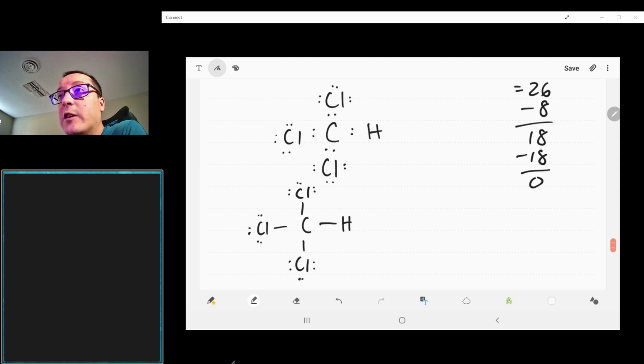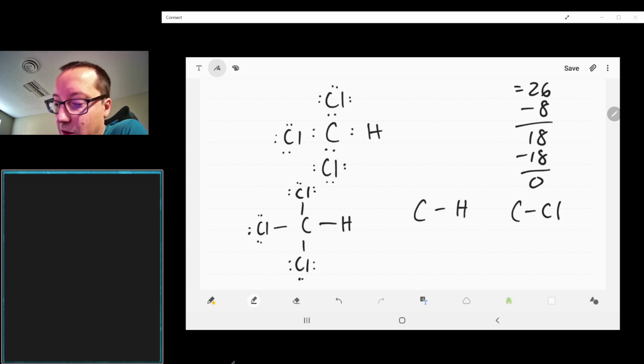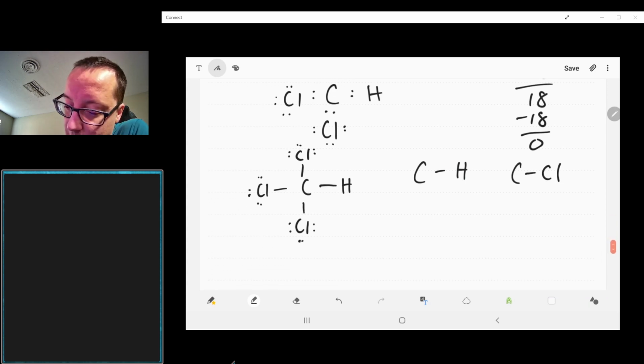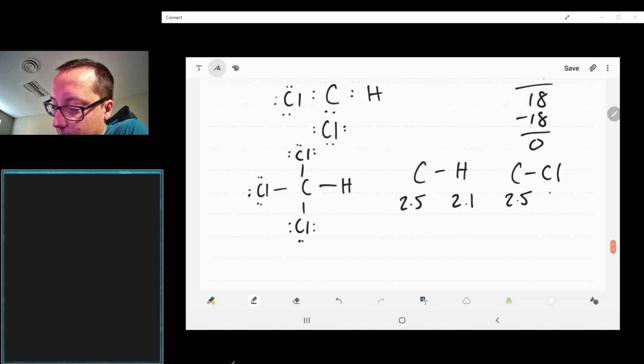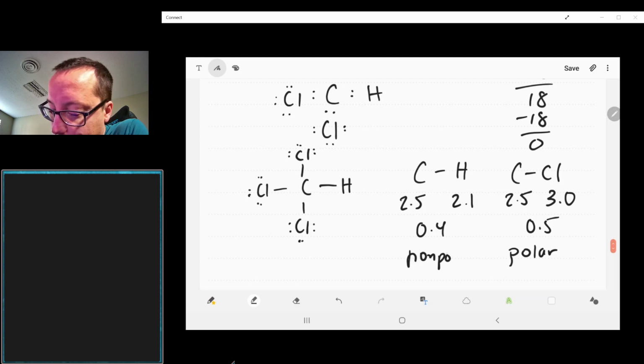let's go ahead and look at these bonds. We have two different bonds here. We have a C-H bond and a C-Cl bond. If we take a look at their electronegativities, we're going to see that overall this would be 0.4, this would be 0.5. We classify that as polar and this one as non-polar.